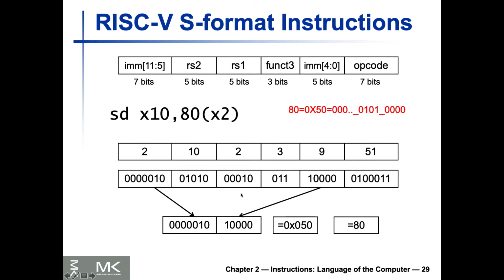Okay, so let's see an example of this. We are storing X10 at 80 of the register X2, right? I've put here the hex of 80, which is 50, and this is the binary of that hex. In that case, these two together are representing the value here, right? 0 to 4 is here, the first 5 bits, and then from 5 to 11 is the rest of that, hex 50, okay? And these two are 10 and 2, which are the RS1 and RS2 of my operation. Is that clear?